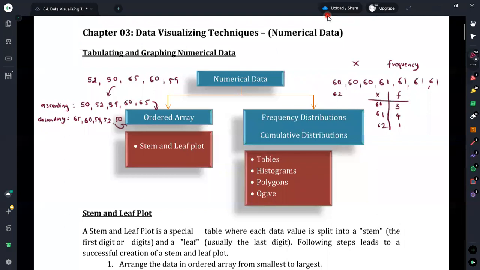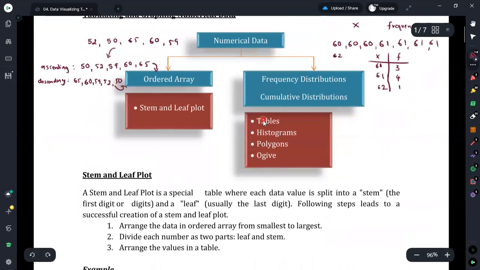To represent these frequency distributions and the cumulative distributions, we can use the following techniques. Here we can use the tabulated method, or tables, the tabular forms. Then we can construct the histograms for the frequency distributions, and we can construct the polygons. Rather than saying polygons, we tend to say frequency polygons.